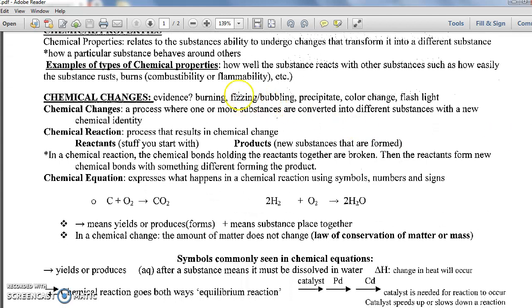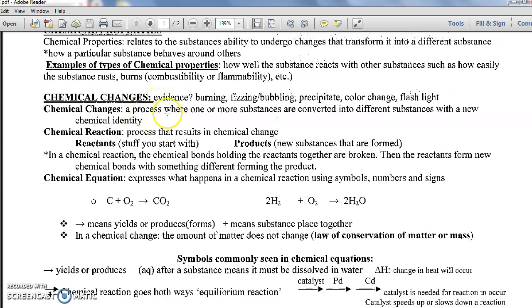What are evidences that a chemical property is being impacted as an object is reacting with something else to form a new product or compound? How do you know, for instance, that chemical changes are occurring? Very often, chemical changes are accompanied with flames, burning. You might see smoke coming off. You might see fizzing and bubbling as a gas is formed. You might see a precipitate form, which is where a solid is formed that is no longer soluble. You might see a flash of light or a color change. That's all evidence that a chemical reaction is occurring.